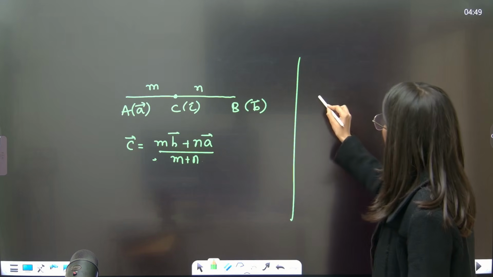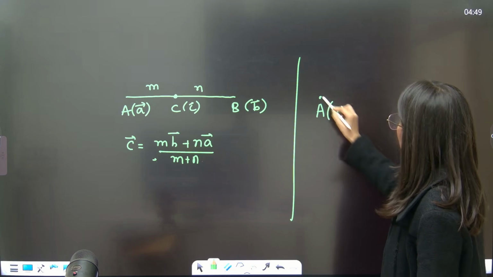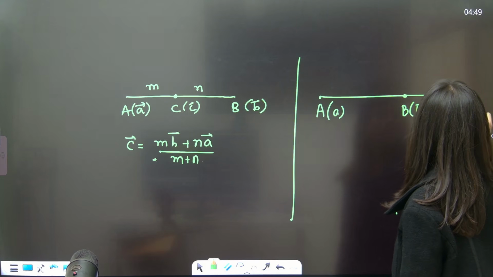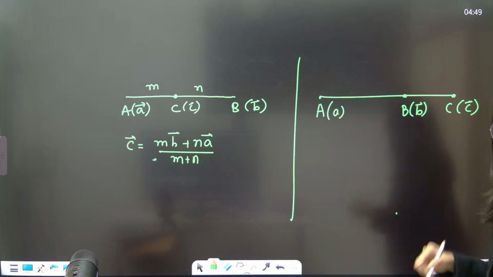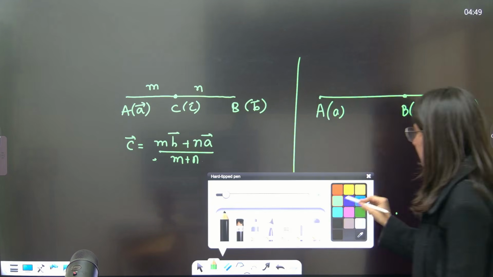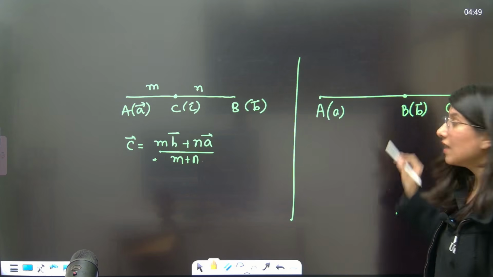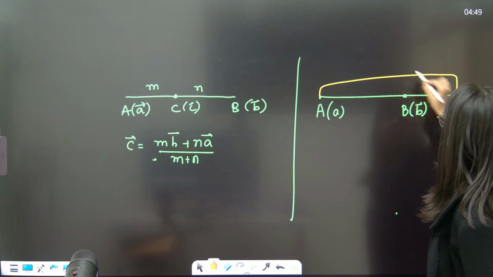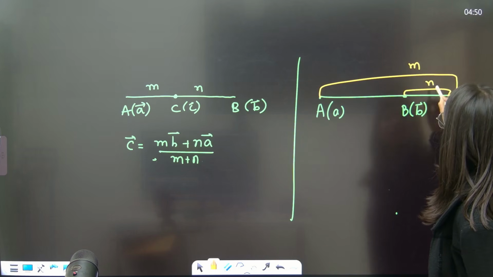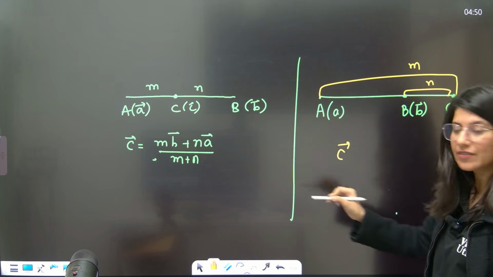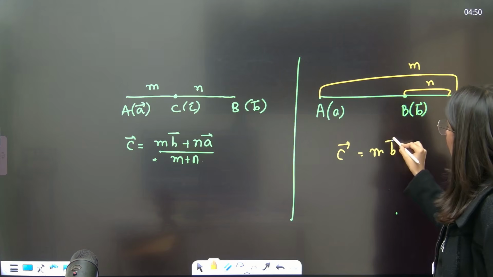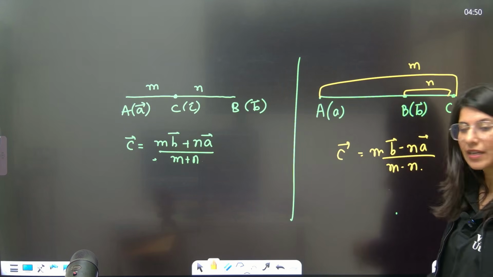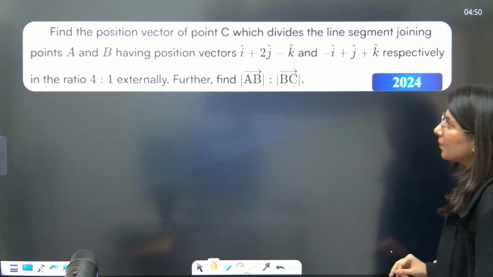Now suppose this C point, again you have A, you have B, correct? Now this C point over here, you can see C point lies outside your line joining AB, external division, where again your AC is M and this is your N. So same formula but with negative sign in both. So M B vector minus N A vector upon M minus N. This is your C vector for external division. Okay, ma'am. Perfect. All right.